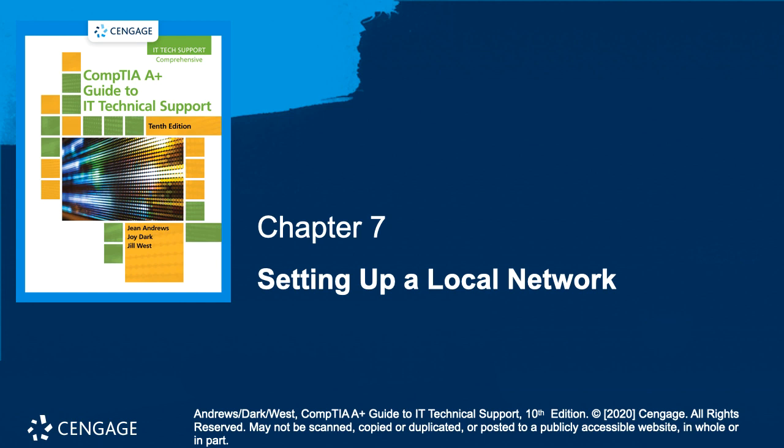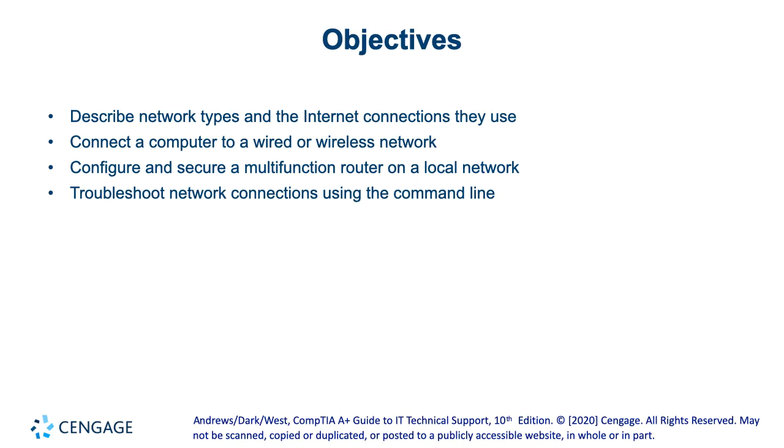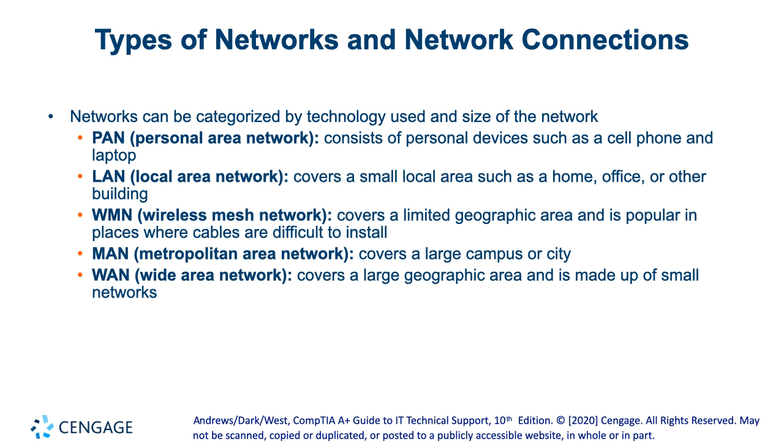Welcome. In this video we're going to cover Chapter 7 and we'll be discussing networks and setting up a local network. There are multiple network types plus internet connections that we use. You can connect a computer via wired or wireless network. We will discuss using a home router. Home routers are multifunctional and easy to use. And we'll also discuss troubleshooting network connections using the command line.